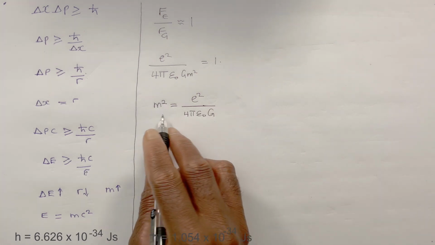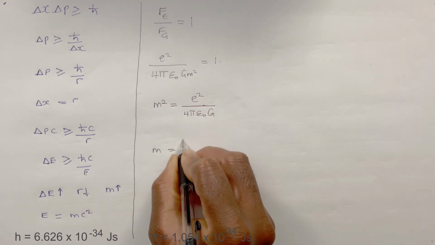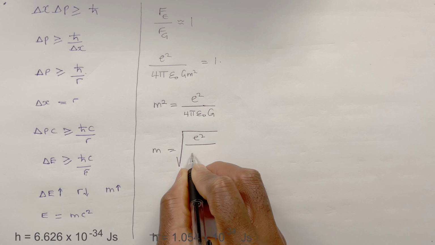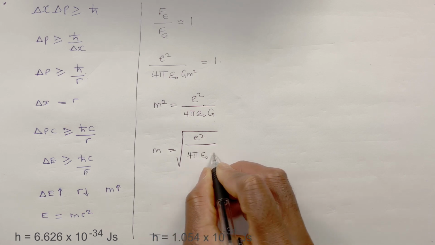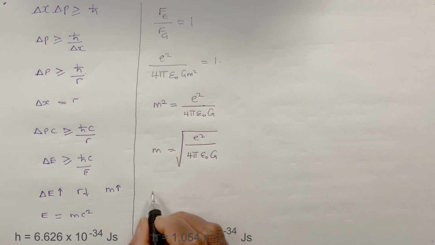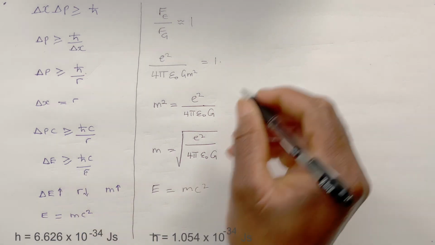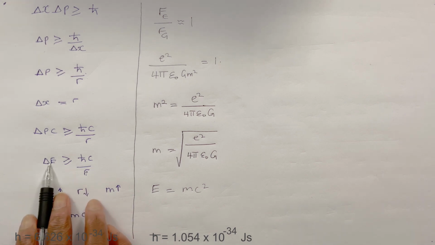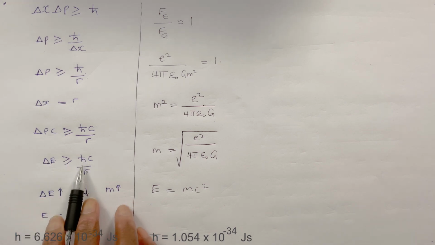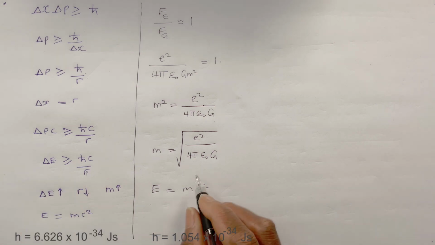And we square root both sides, and so m will be the square root of E squared over 4 pi epsilon naught big G. So this is the mass, and this mass that we get, we can then put into the energy, E equals mc squared, and that energy is now going to be transferred onto the energy here to give us the relationship for the uncertainty quantum principle.